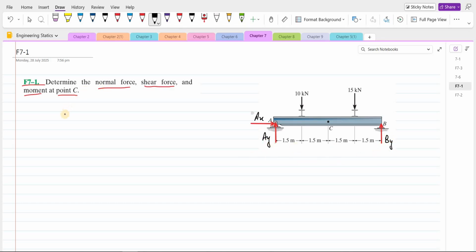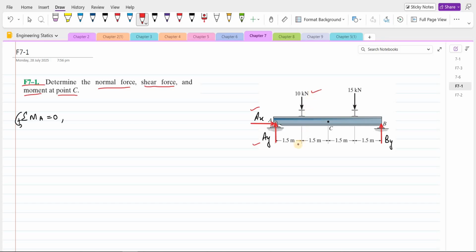Now we can apply our equations of equilibrium. My first equation is summation of moments at point A equals 0. I am considering counterclockwise direction as positive. Since the line of action of Ax and Ay passes through the point A, these two forces do not have any moment with respect to the point A. So Ax and Ay will not produce any moment about the point A.